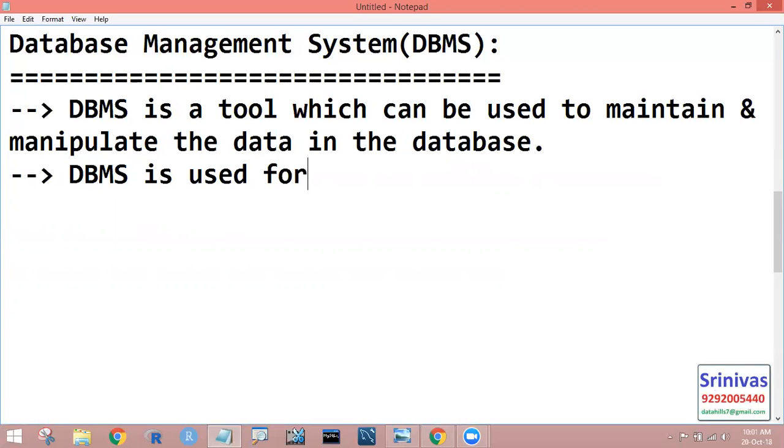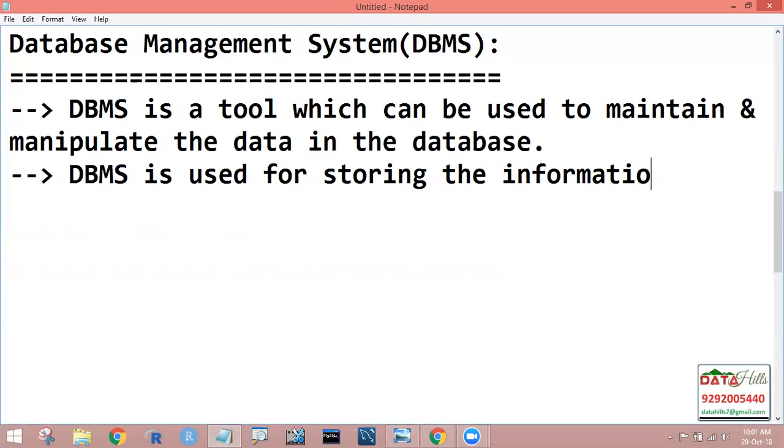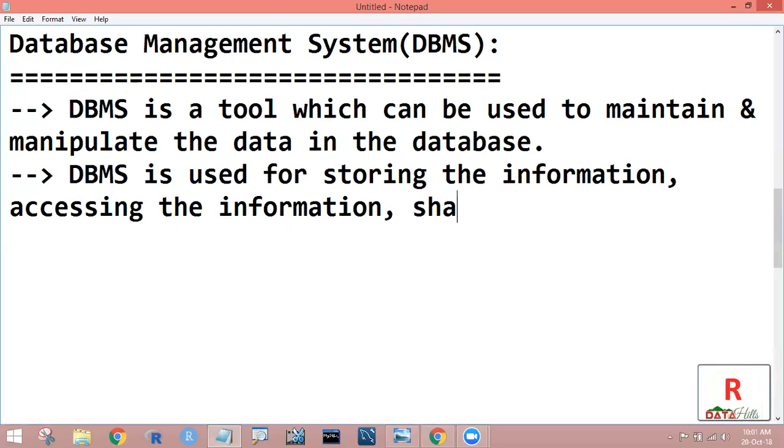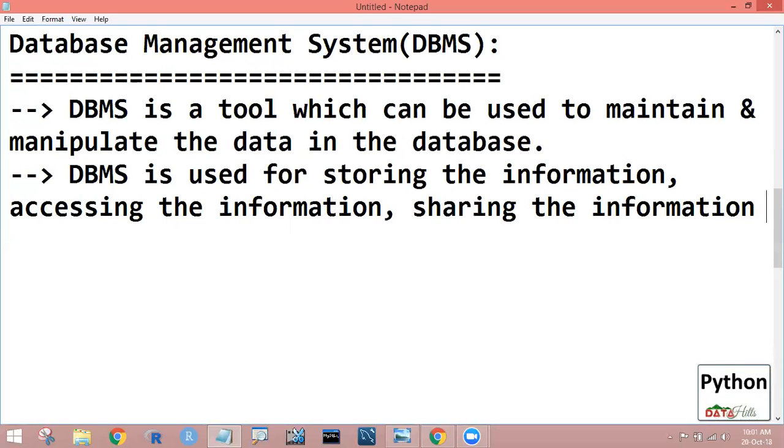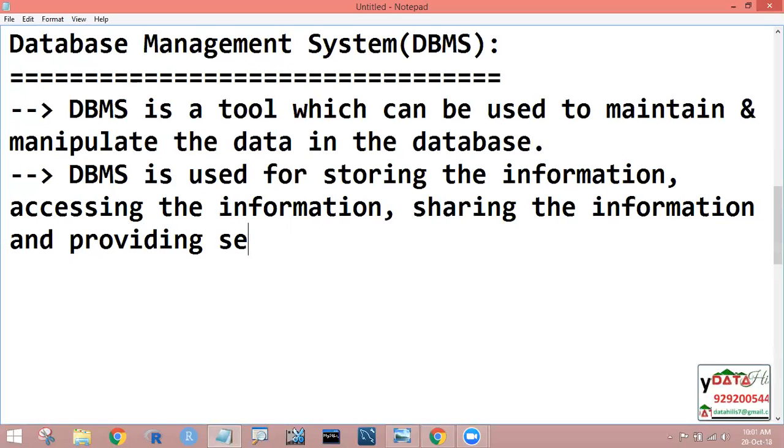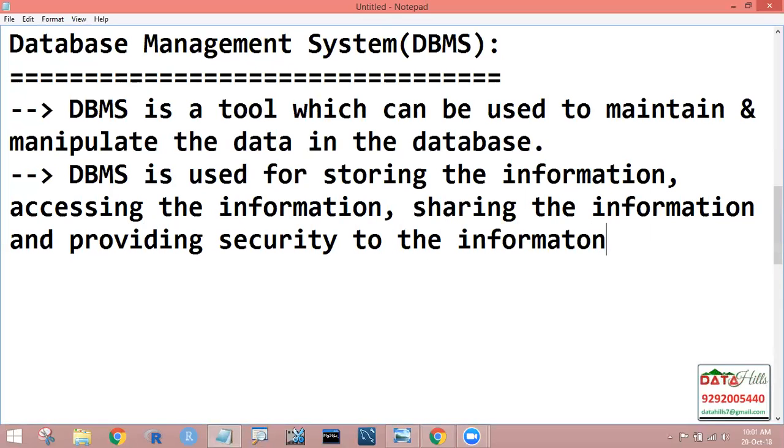DBMS is used for storing the information, accessing the information, and sharing the information from one place to another place, and also it provides security to the information, right?